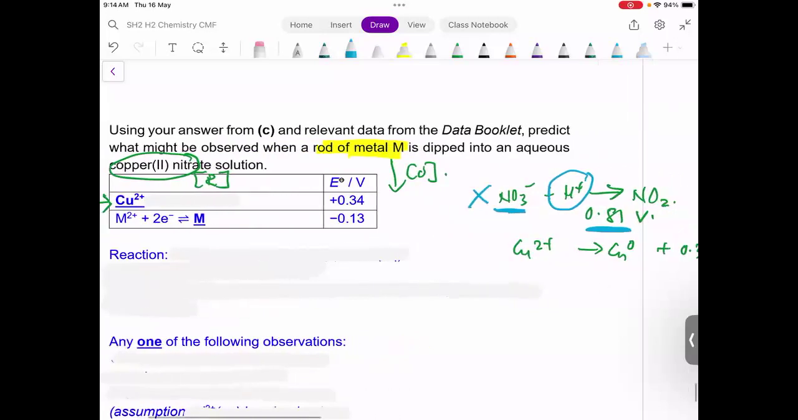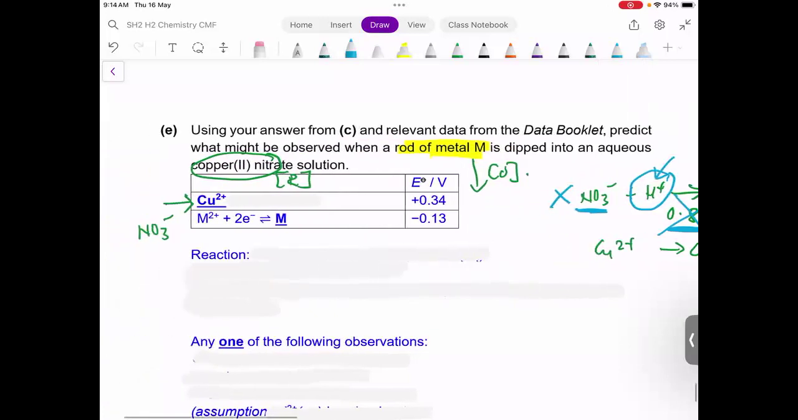So you must recognize that any half equations involving H plus must have acidified medium. If not, it will not be applicable. So this one is not applicable. In other words, we are only considering reduction of copper 2 to become copper 0. After I've identified the two half equations and I recognize that my reactants are on the opposite side of the equation, that will definitely form a redox couple. So what do I do next?